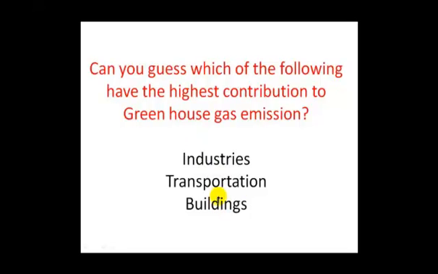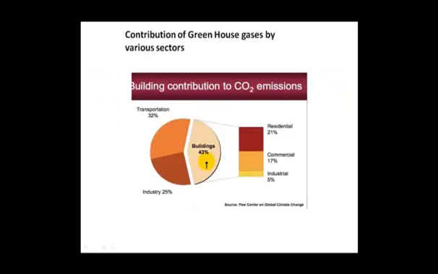Industries, transportation, and buildings. I have asked this question to many groups of candidates. The answer I used to get is industries, transportation, and buildings in the same order. Let us see what is the reality. Buildings are the highest contributors of CO2 emissions.